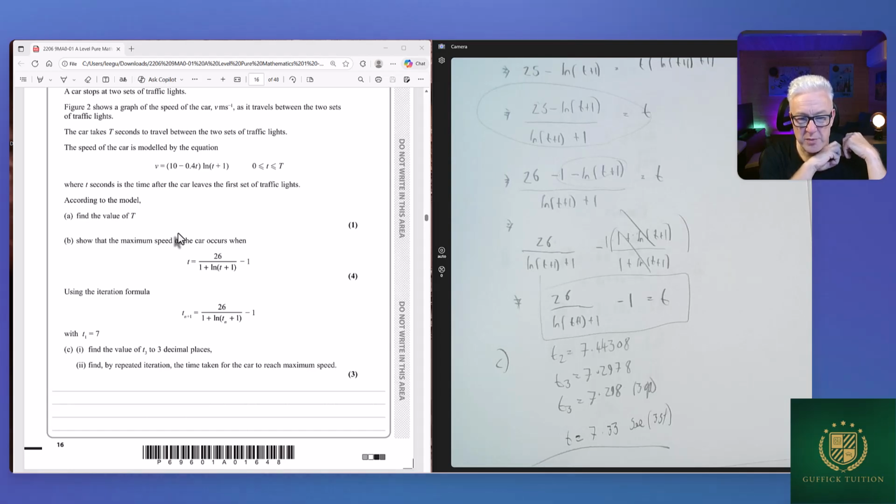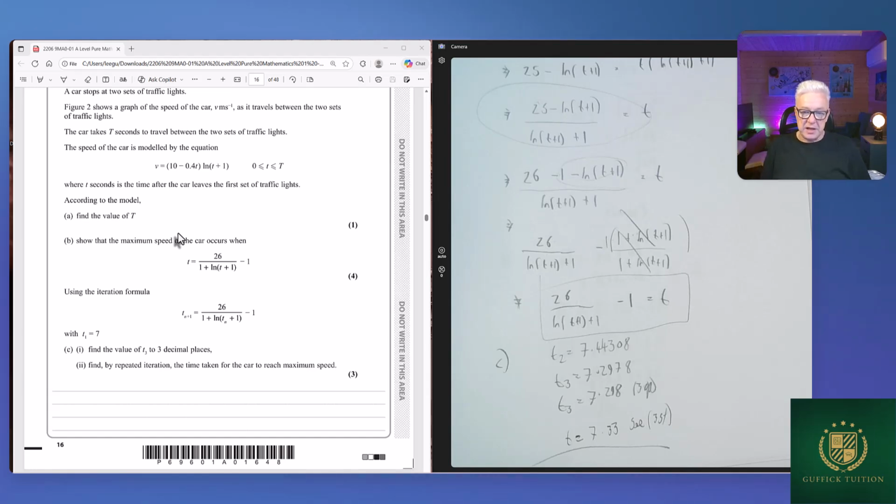And then it says, by repeated iteration, find the time taken for the car to reach its maximum speed. Now, this is where you just keep on spamming equals. You just keep on pressing equals loads and loads of times, and it's going to settle down to 7.33 is the answer that you'll get when that whole thing settles down.